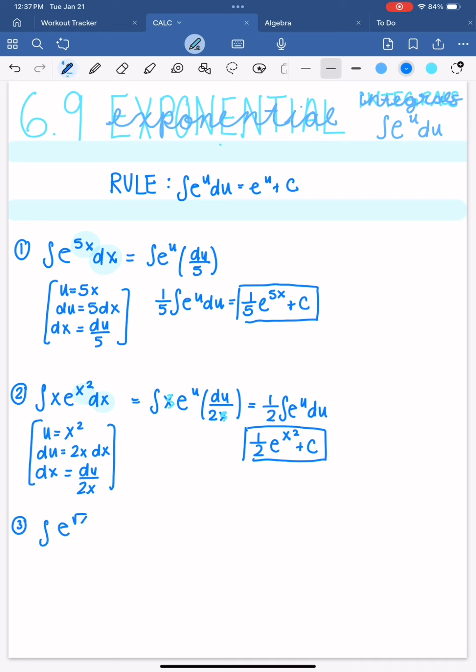All right, next one. Let's get a teeny tiny bit more complicated. So we have e to the rad x over rad x. Once again, u is going to be my power. So u is rad x. I teach my kids to memorize that it derives to 1 over 2 rad x, so we don't worry about negative exponents.